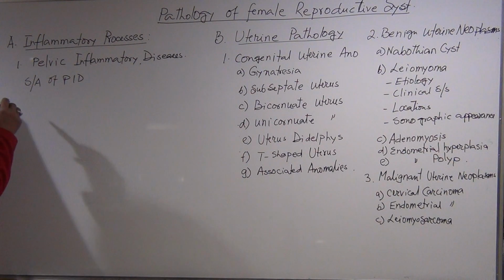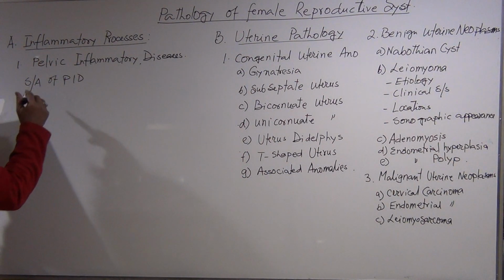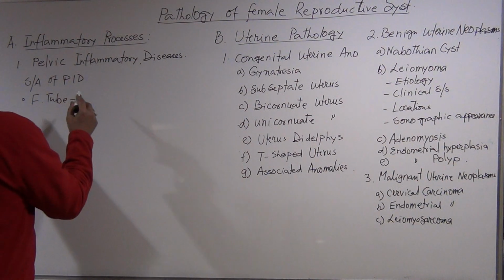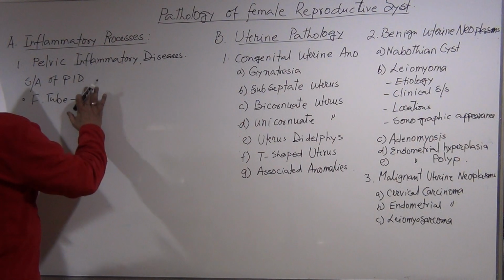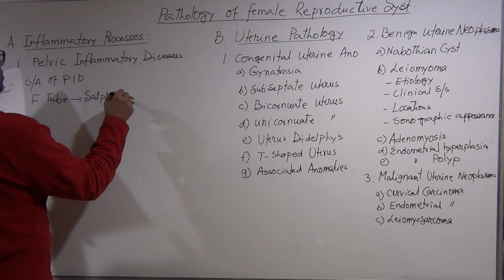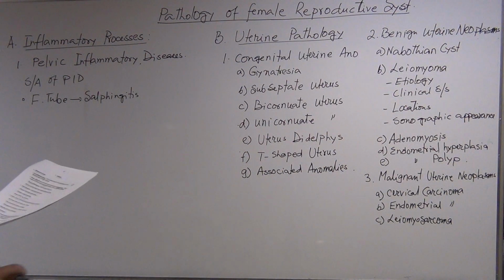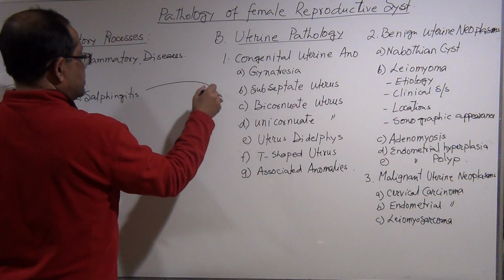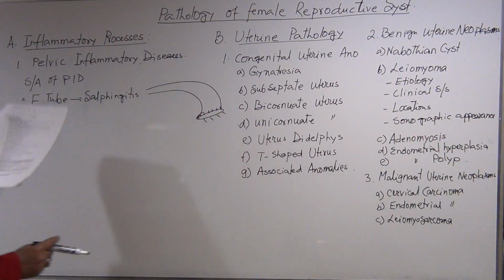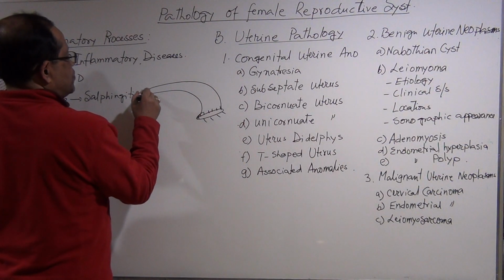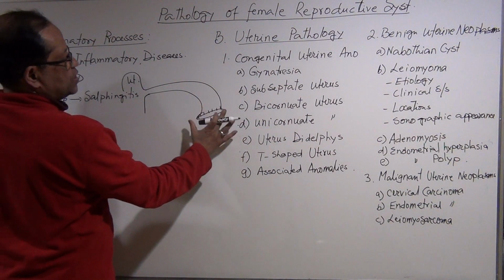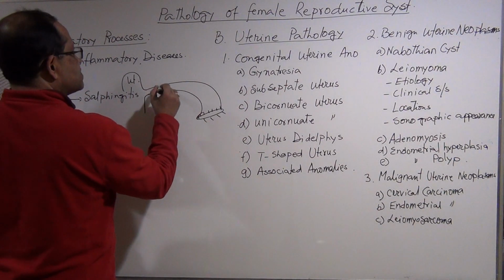If it attacks the fallopian tube, it will cause salpingitis. Then what is salpingitis? Salpingitis is the inflammation of the fallopian tube. And as we know, the fallopian tube has a connection with the uterus, and another opening on the pelvic cavity. And the fallopian tube has a wall.